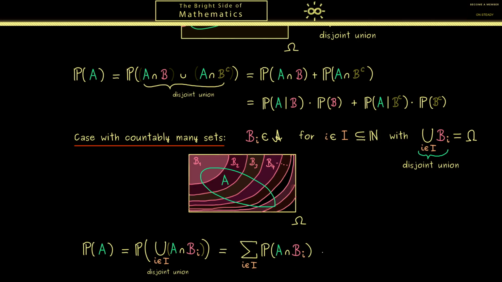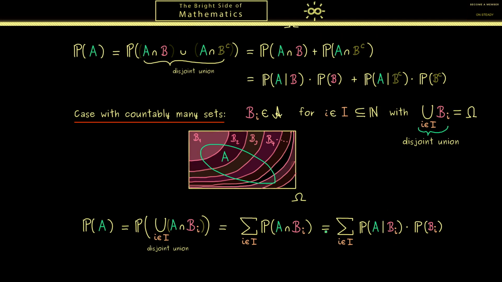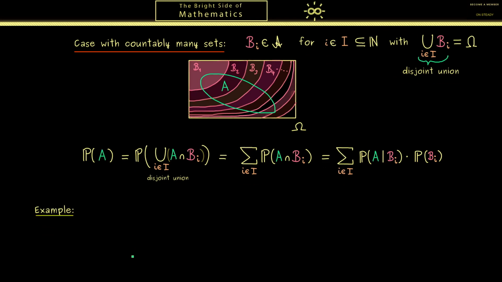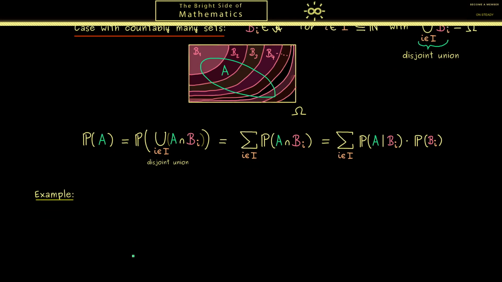However, in both cases we can use the conditional probabilities again. So we have the sum of P(A|B_i) times the probability of B_i. Now this formula here is indeed the general law of total probability. And how we can apply this we will see in the next example. Actually, this is one of the most famous examples in probability theory. It's the so-called Monty Hall problem.